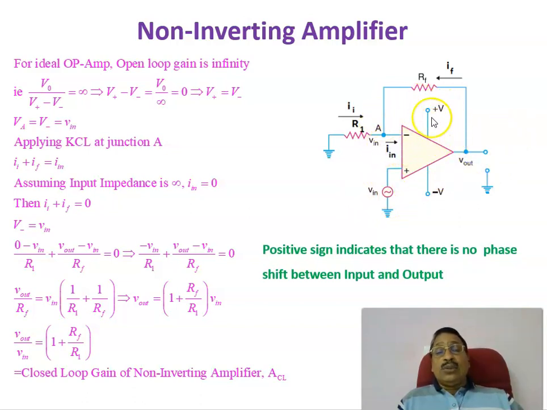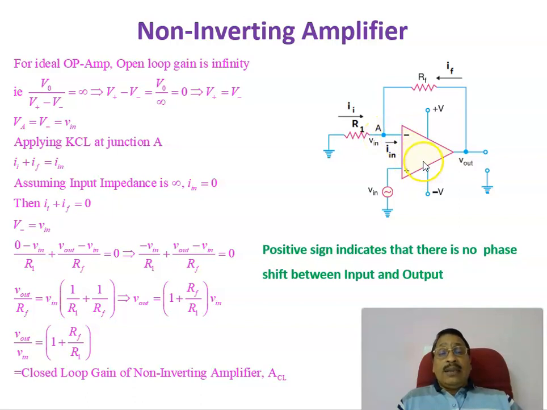That is similar to the previous one. Here I marked this as II, this as IF, and this as IN. As I explained in the previous slide, the input current IN is equal to 0 because the input resistance is very, very large. You can take it as infinity. Therefore, applying Kirchhoff's current law to the junction A, we get II plus IF equal to IN, which is equal to 0.